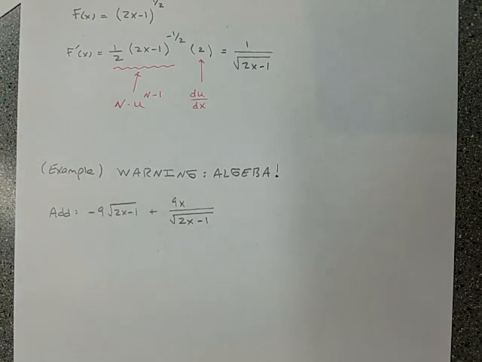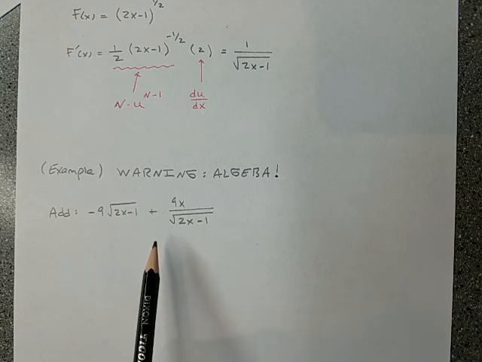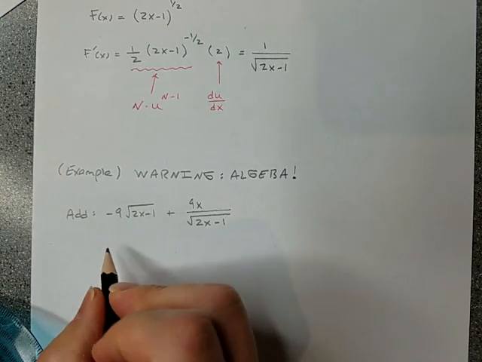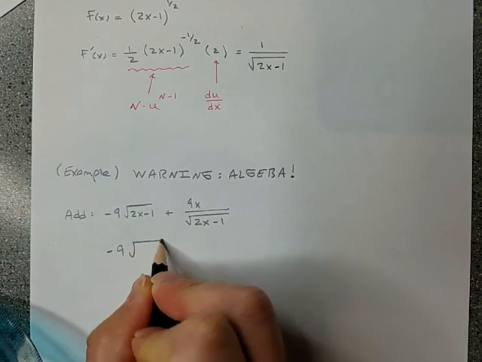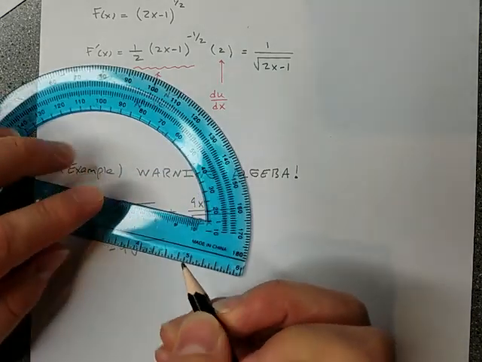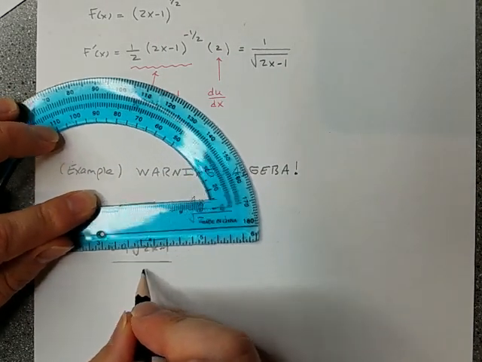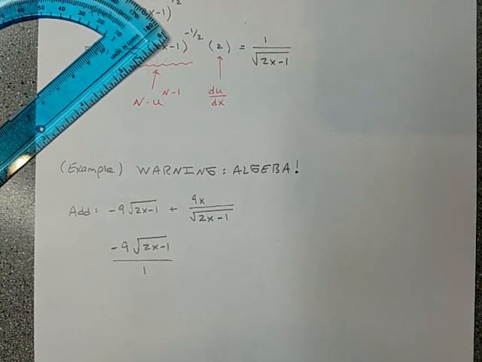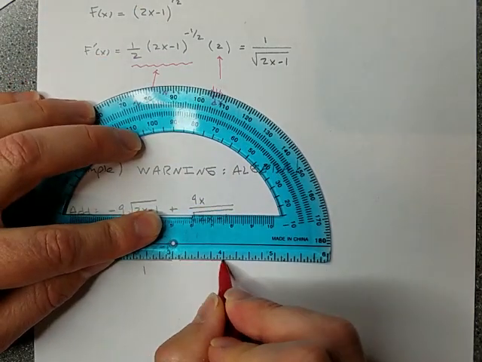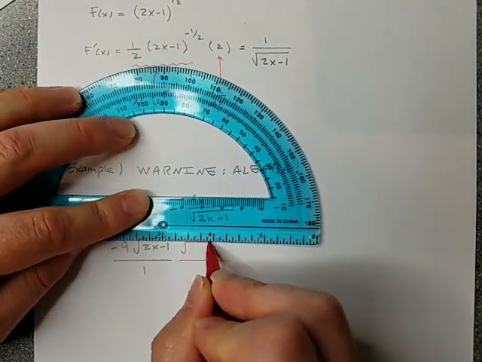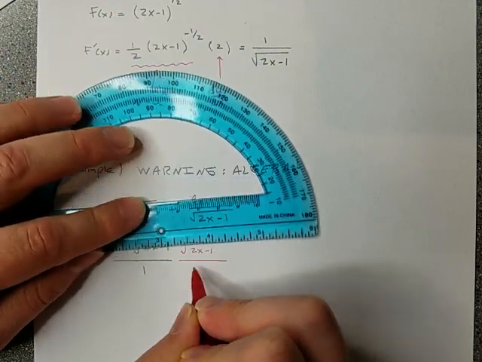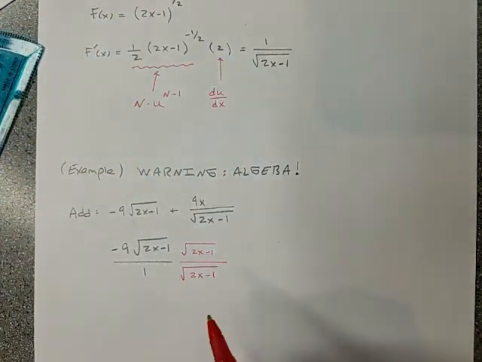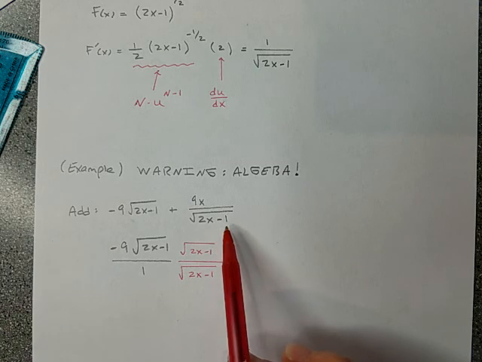All right. How do you add these two things together? Well, you would need a common denominator. They are fractions. So let's put this over 1. And my common denominator between these would be root 2x minus 1. So the way that we get a common denominator is we multiply both the top and bottom of that fraction by whatever we need to in order to get the common denominator. So in this case, between those, the common denominator is root 2x minus 1.